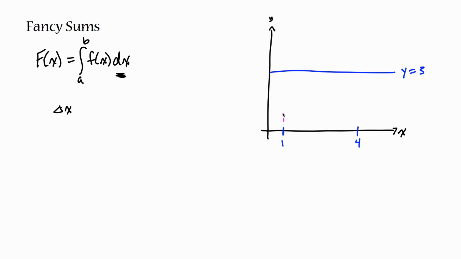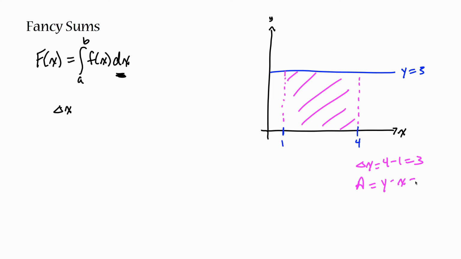Well, the area in question is just a rectangle in here. So I want to know the area of that rectangle. Well, I want to know the change in x, which is just 4 minus 1, which is 3. And the height of my area is just 3. So area is y times x, which is 3 times 3, which is 9. Those are multiplication symbols. I'm used to just using a dot.